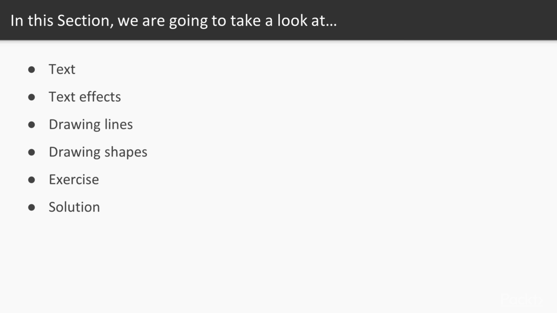In this section, we'll talk about lines, rectangles, and circles, and it will go like this. We'll start with text, then we'll go over some text effects. We'll talk about how to draw lines, and we'll draw one. And also we'll draw some shapes like circles, rectangles. We'll have a little exercise and a solution.